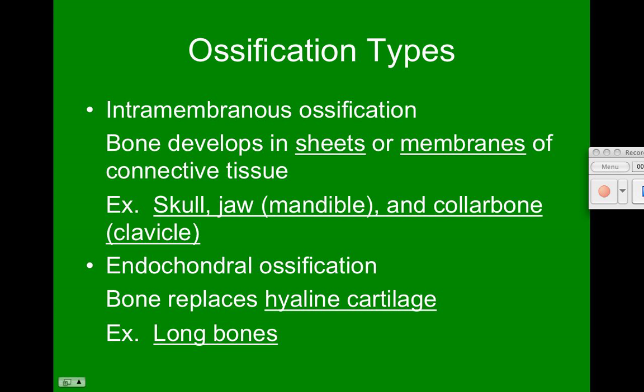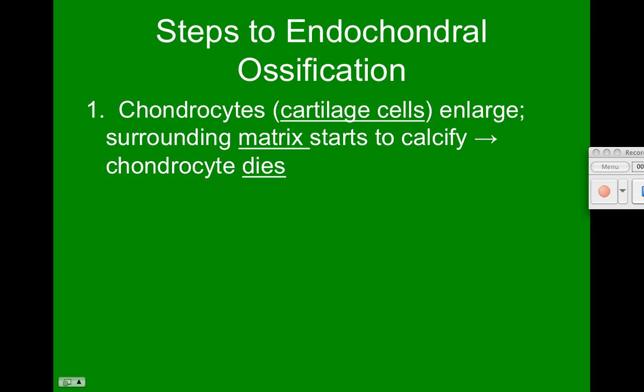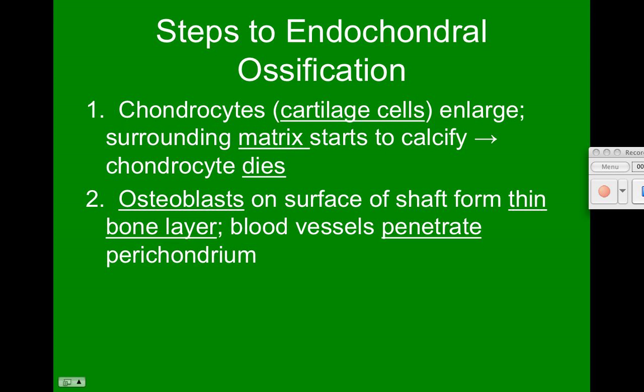Now, with endochondral ossification, there's 5 different steps. In the first step, the chondrocytes enlarge and the surrounding matrix starts to calcify. And then the chondrocyte actually dies. It gets cut off from its nutrient supply. The osteoblasts on the surface of the shaft, now remember, we've got this whole container of cartilage, so the ones on the very outer surface form a very thin bone layer.